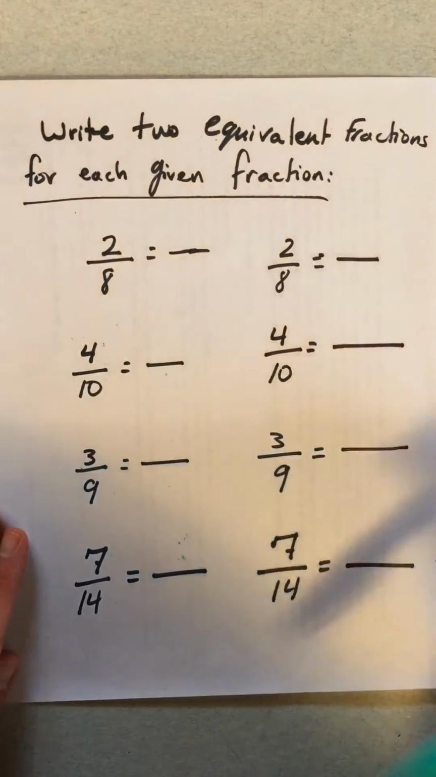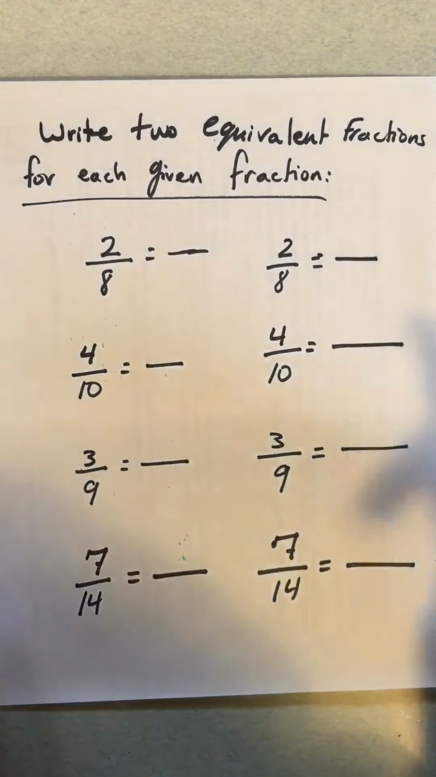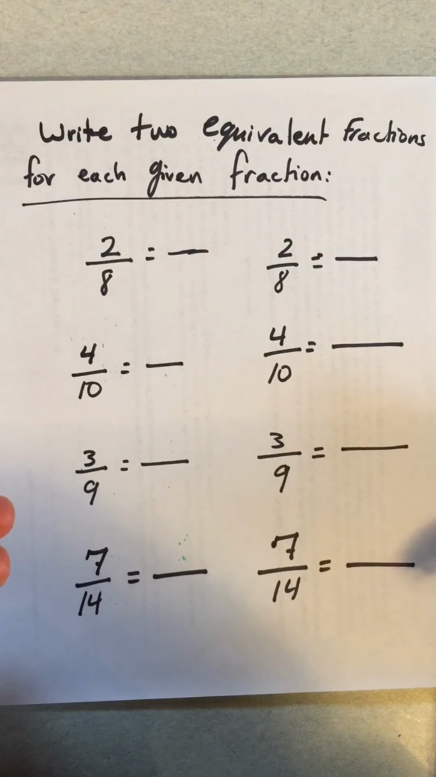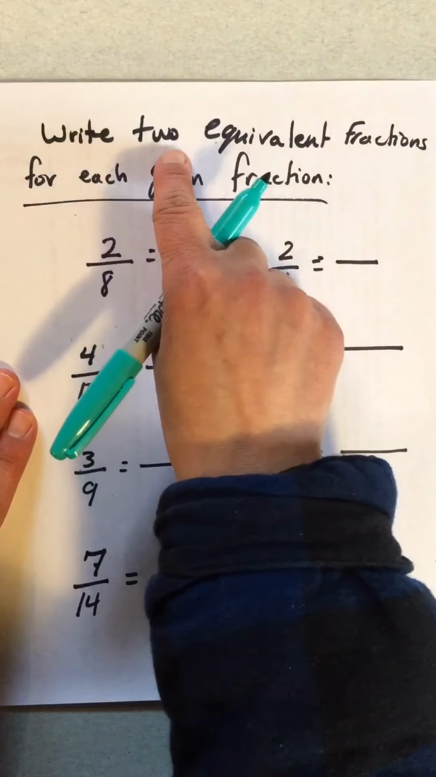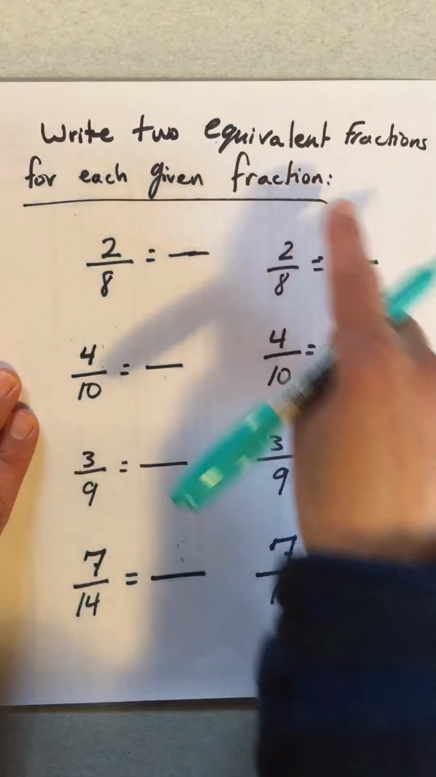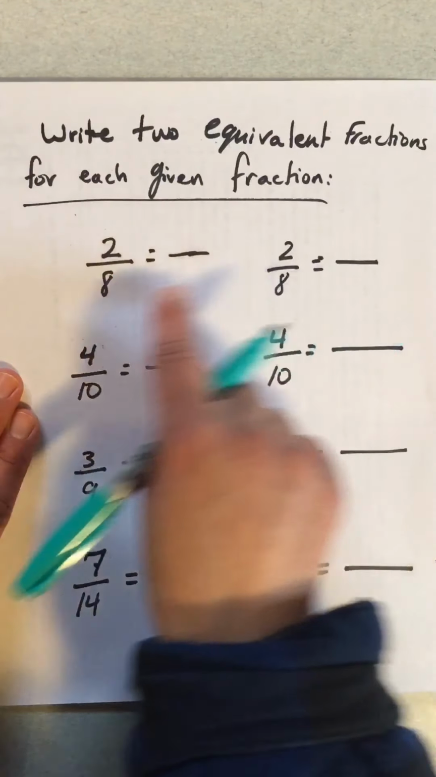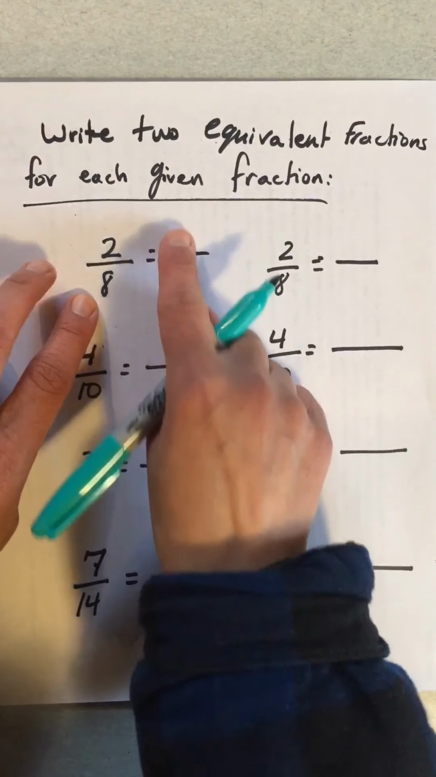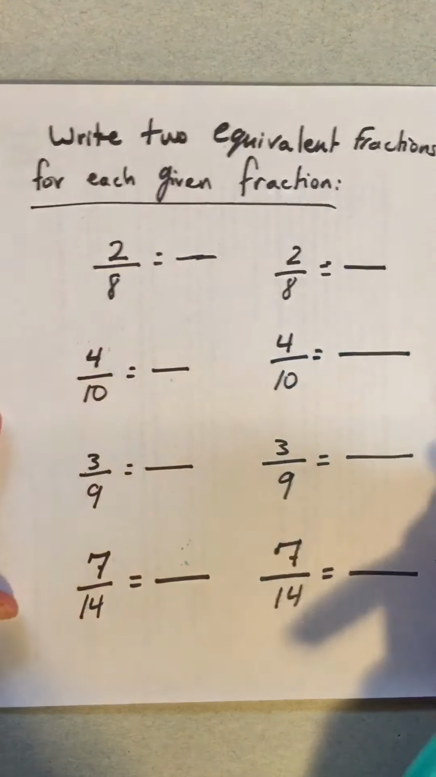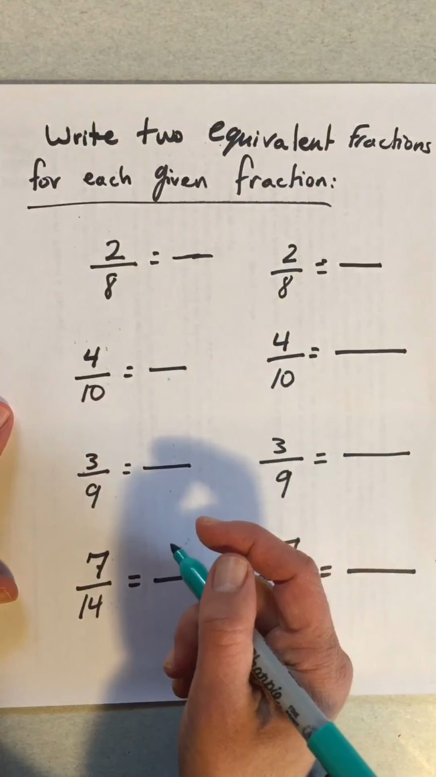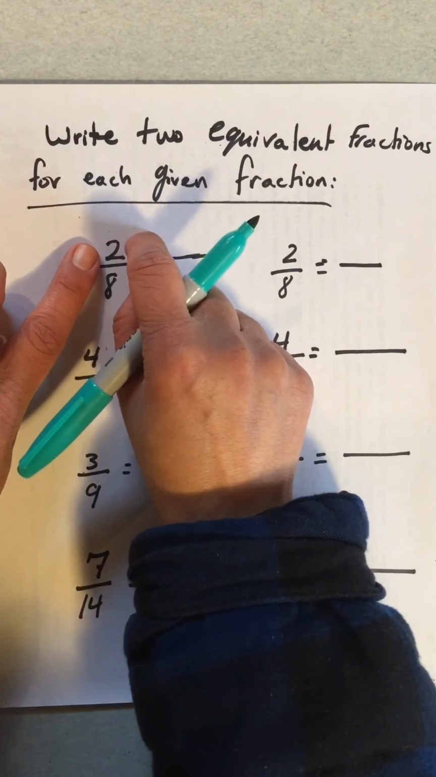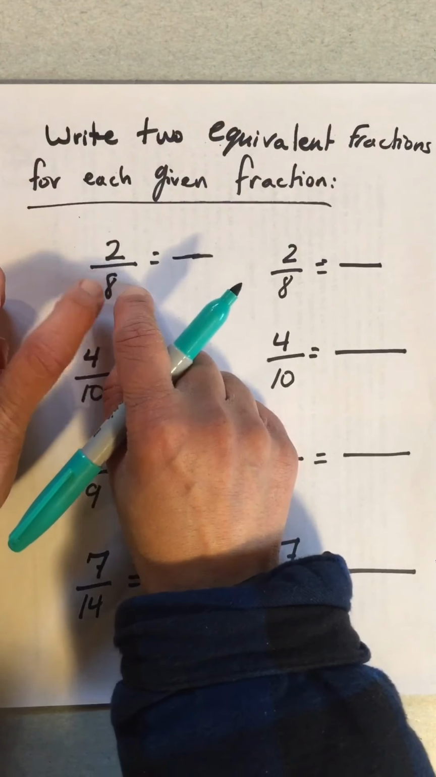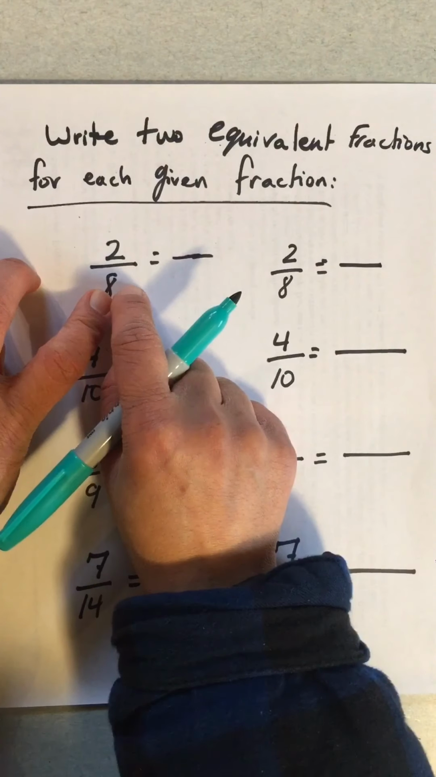Let's move on. In this lesson, you have to give me an equivalent fraction. In fact, you have to give me 2 of them. Let's try it. So here's the question. It says, write 2 equivalent fractions for each given fraction. I'm giving you this fraction, but I want you to give me 2 different fractions that equal it. I can do whatever I want as long as if I multiply by a number in the numerator, I have to multiply by the same number in the denominator.